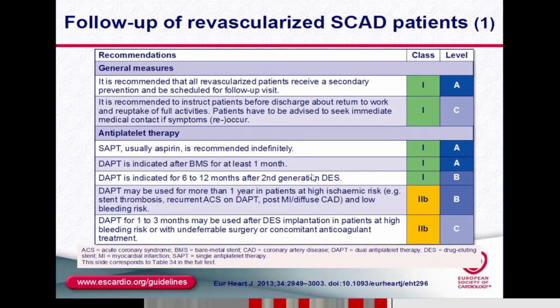But in general, in our days, it is better to recommend to continue double antiplatelet therapy for everybody having already stents. Perform it up to 2 years.